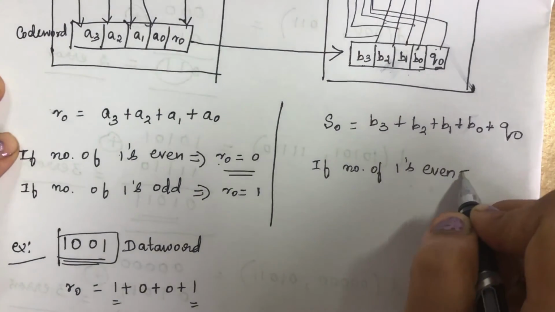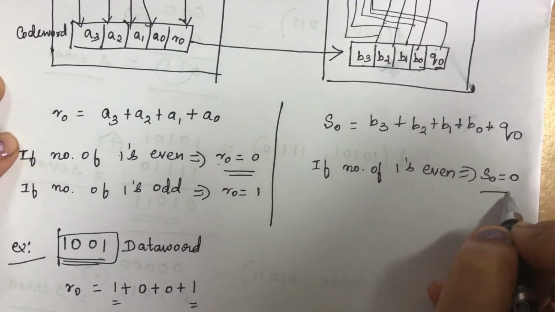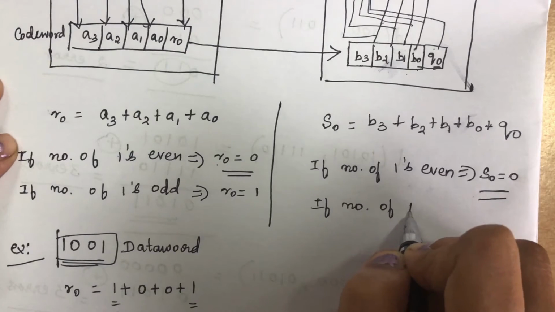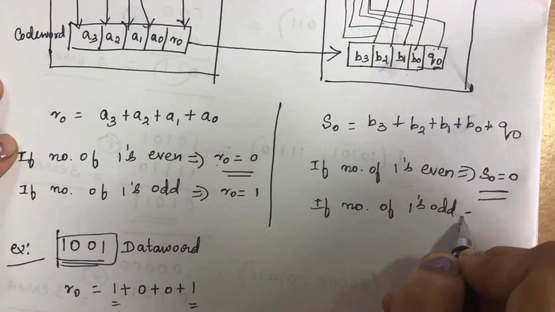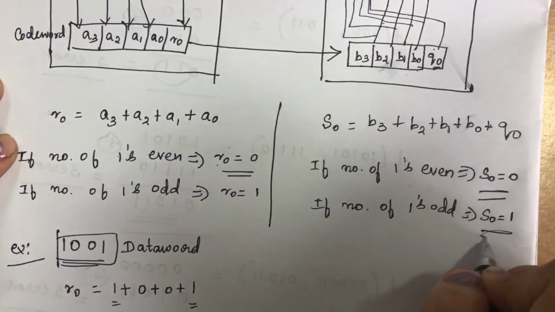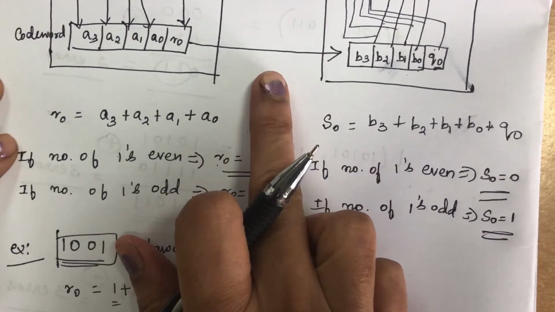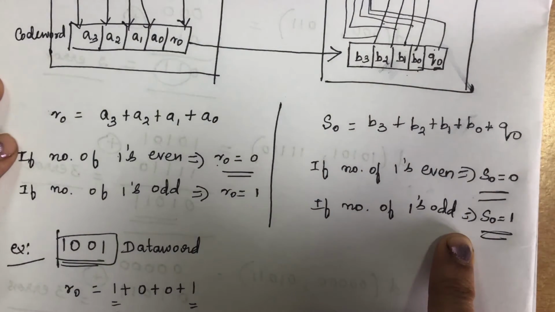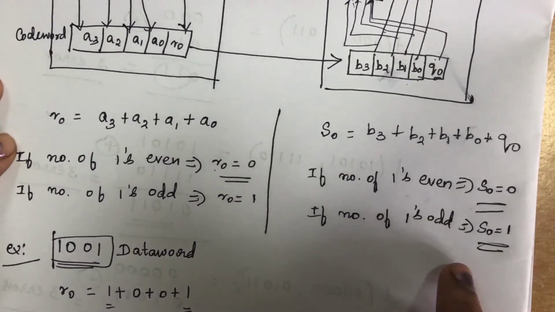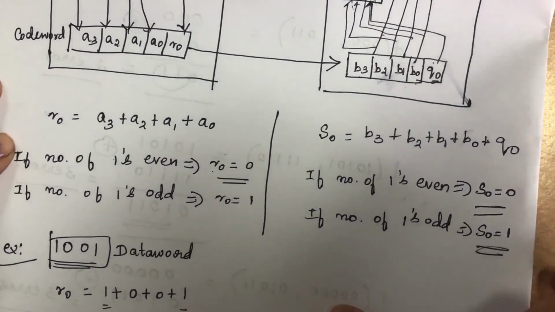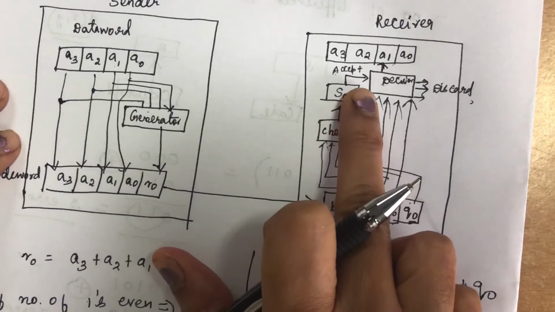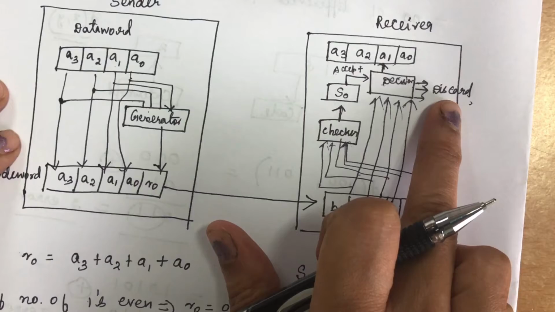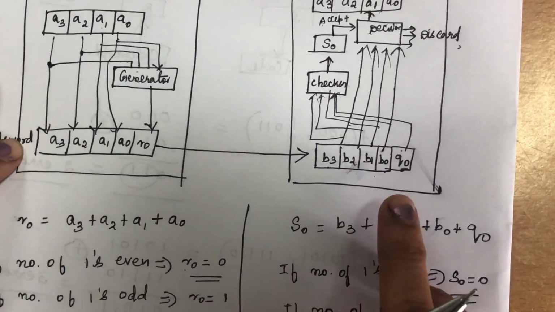When we add the number of ones, if the number of ones is even, then we set S0 to be 0. If the number of ones is odd, then we set S0 to be 1. It means that if there is any change in bits during transmission, the number of ones will change and become odd, so we set S0 to be 1. If S0 is 1, the decision logic will discard the bits, discard the transmission, what it has received.